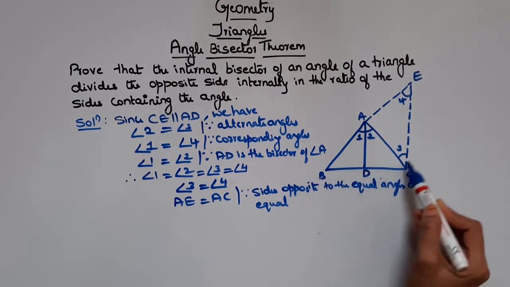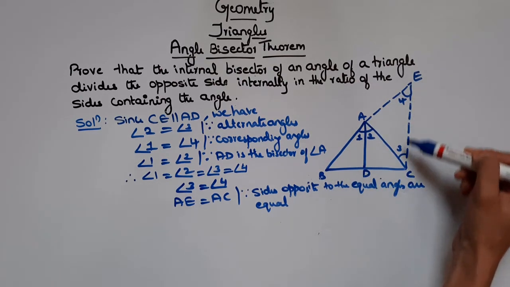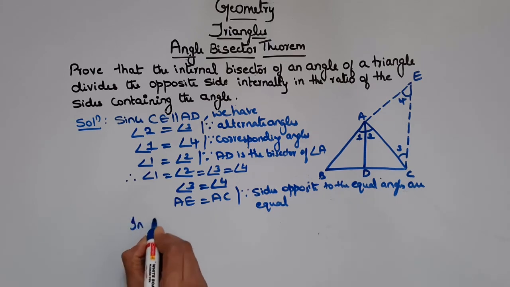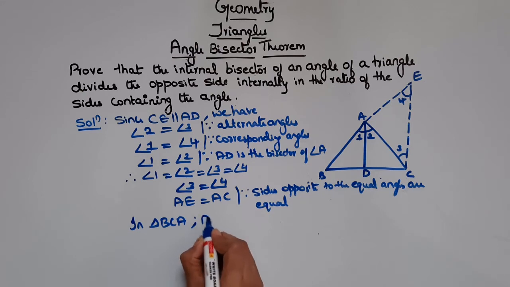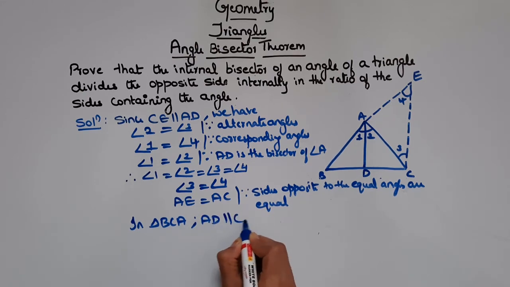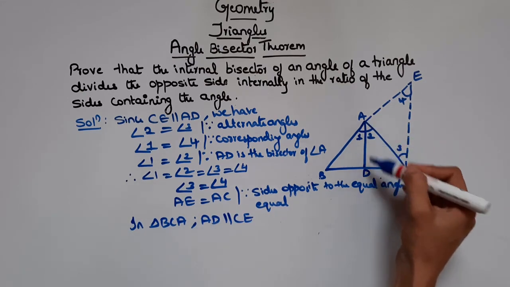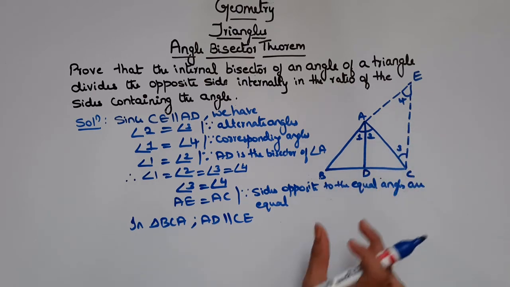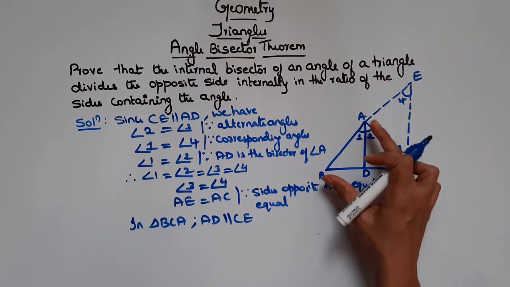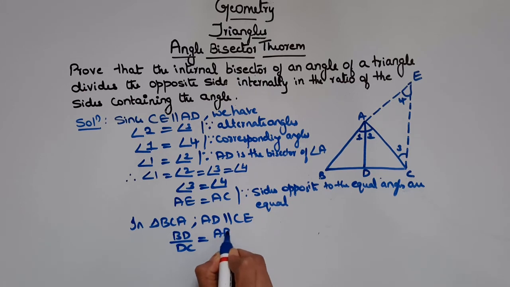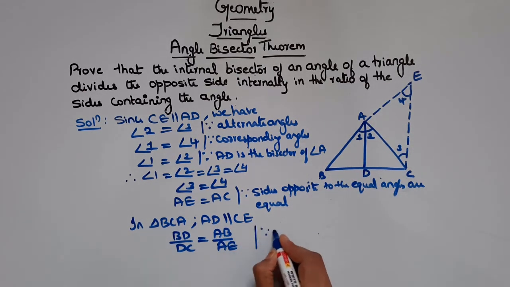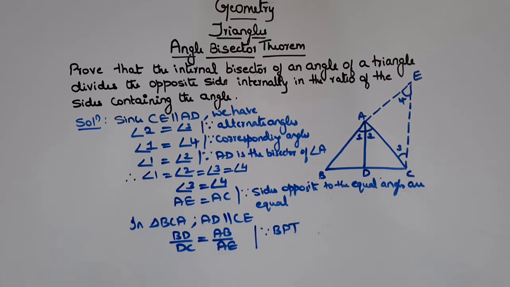So in this triangle, AD is parallel to CE, right? So in triangle BCE, we have AD is parallel to CE. So we know if they are parallel, their ratios must be equal, right? BD by DC is equal to AB by AE, right? Since we know from BPT, basic proportionality theorem, right?